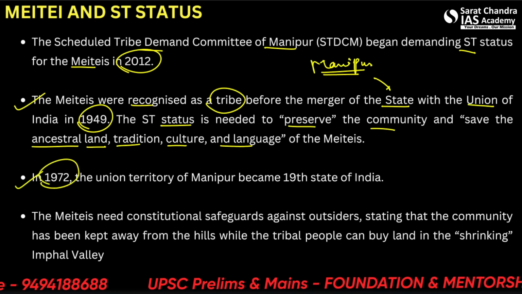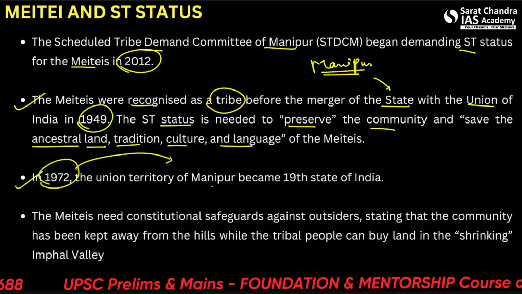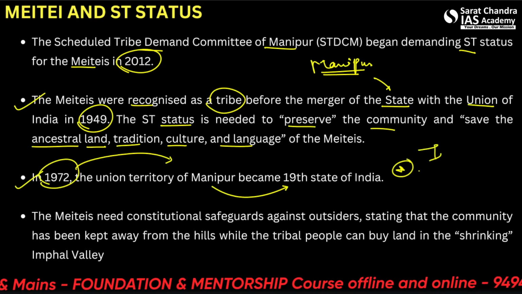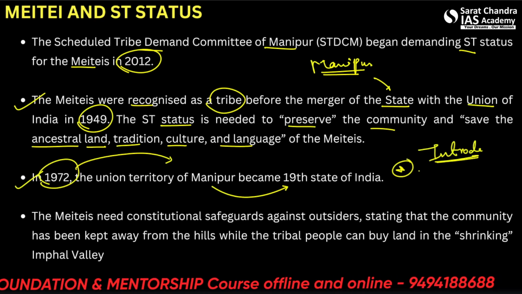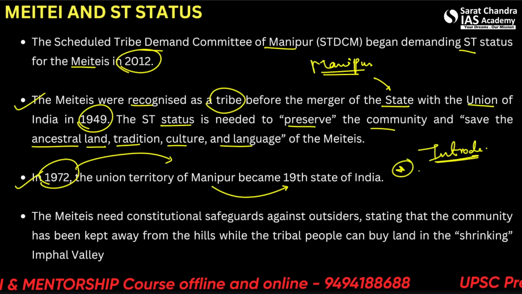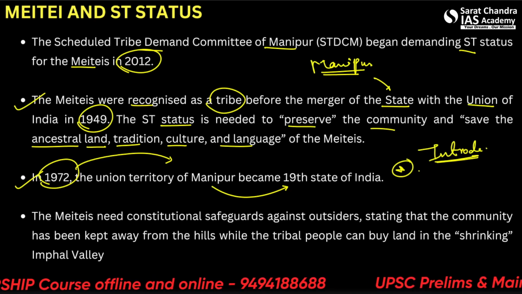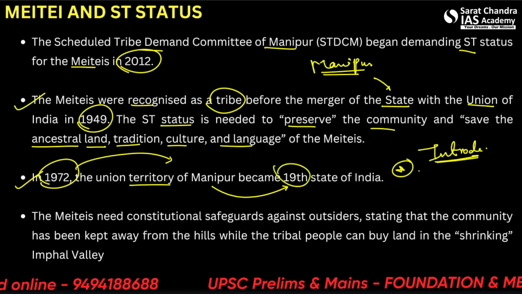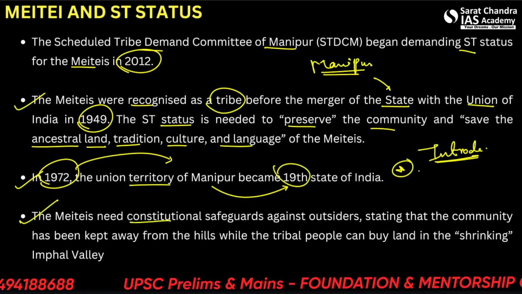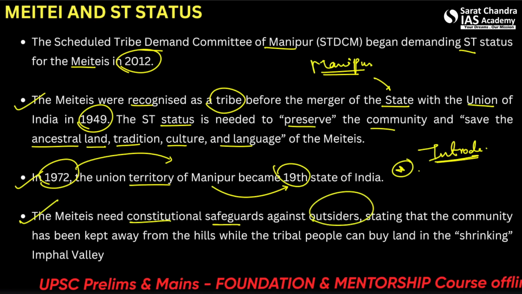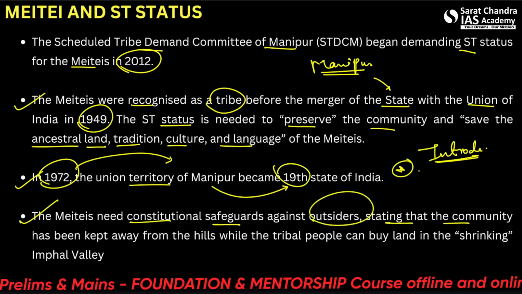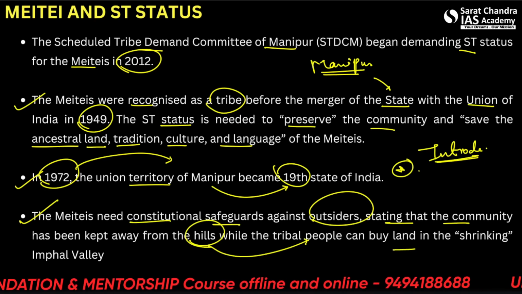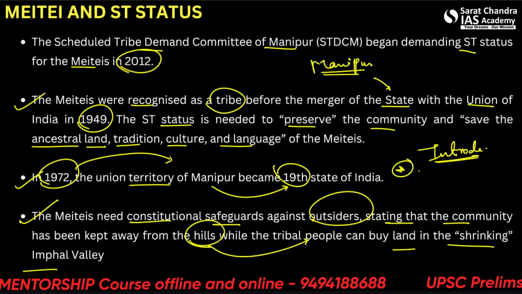In 1972, the Union Territory of Manipur became the 19th state of India. So this can be an introduction line here. If you are writing any question about Manipur, you can begin with this, that in 1972, the UT of Manipur became the 19th state of India. The Meiteis need constitutional safeguards against outsiders, stating that the community has been kept away from the hills, while the tribal people can buy land in the shrinking Imphal Valley.